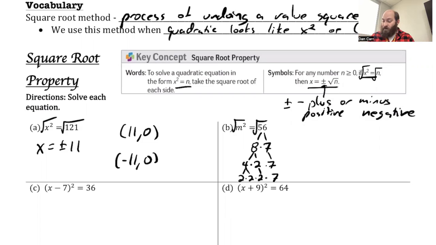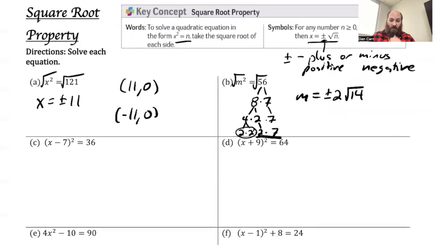Again, the goal yesterday was, can we simplify with a pair like that? So the pair of 2's is going to come out. I'm going to have a 2. The 2 and 7 don't have any pairs, so we multiply those back together to make 14. So my answer here is plus or minus 2 square root of 14. Now, that's only if I deal with answers that are not perfect squares. Examples C and D are both perfect squares.